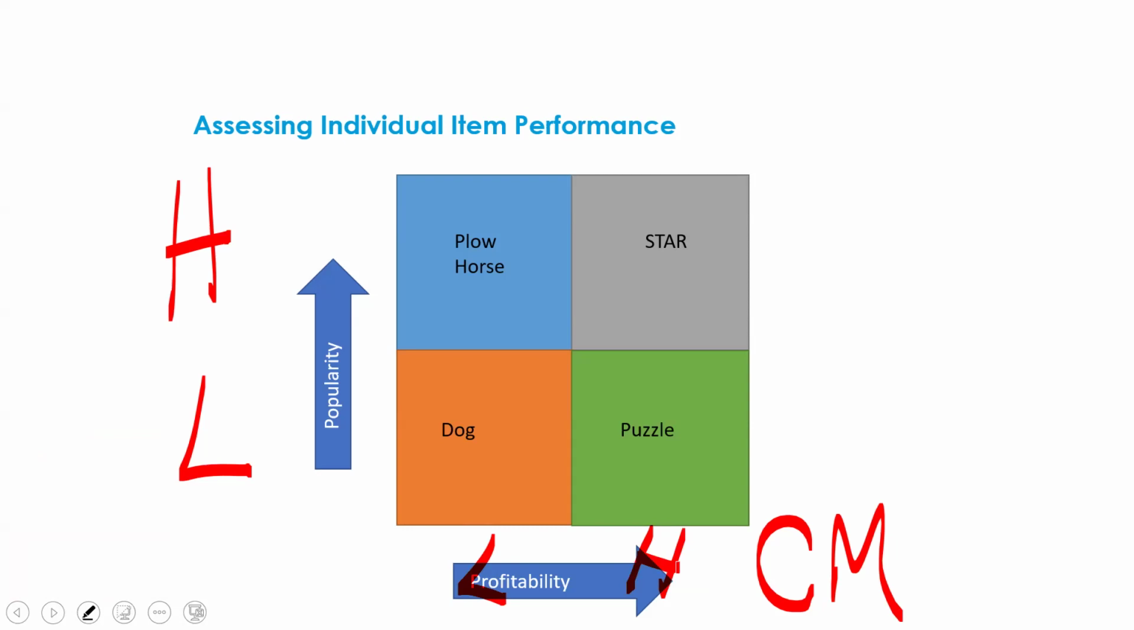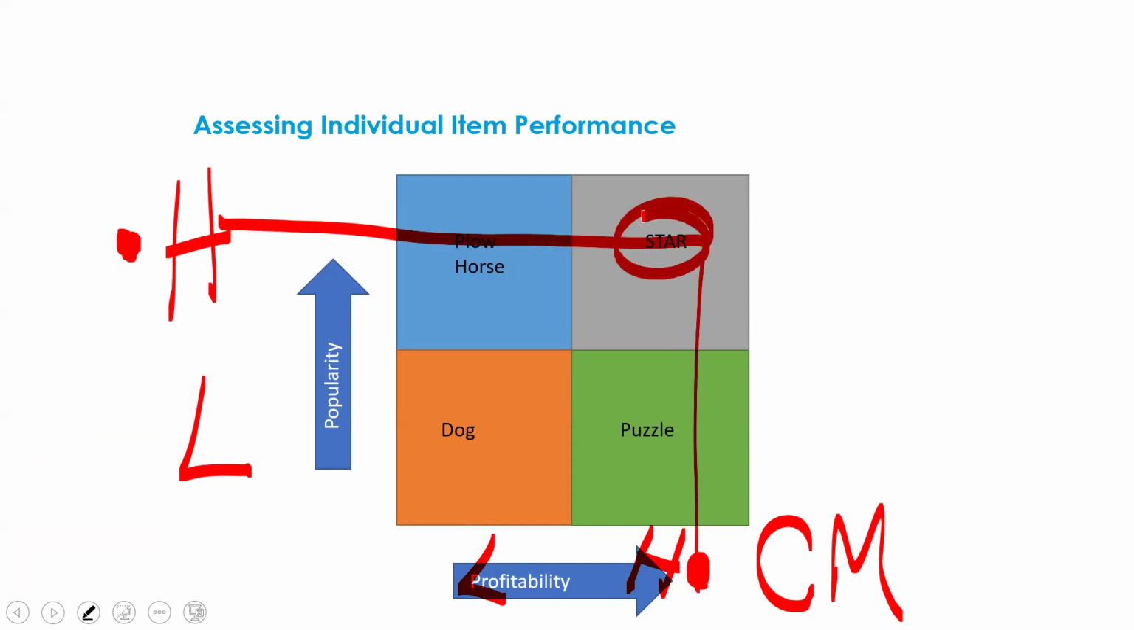Okay. If something is highly popular and it's highly profitable, it makes us a lot of money, we draw our lines and they connect at the star. So we put our finger on the high popularity, the high contribution margin, we bring them together, it's the star.